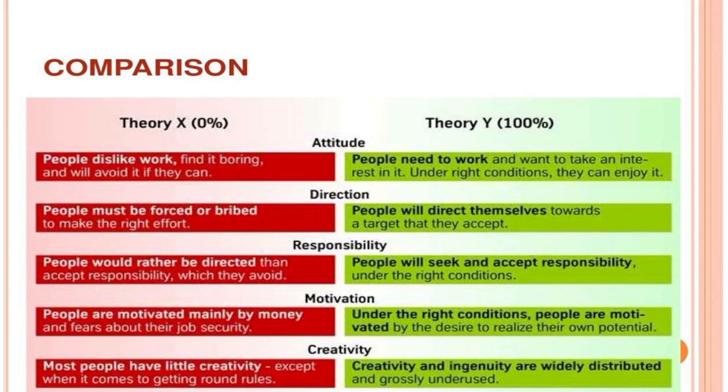Motivation. In theory X, people are motivated mainly by money. And under the right conditions, people are motivated by the desire to realize their own potential. So that is the theory regarding motivation. Creativity. Creativity and ingenuity are widely distributed and grossly underused. Coming to theory X, most people have little creativity except when it comes to getting around rules. This is the comparison. Okay?